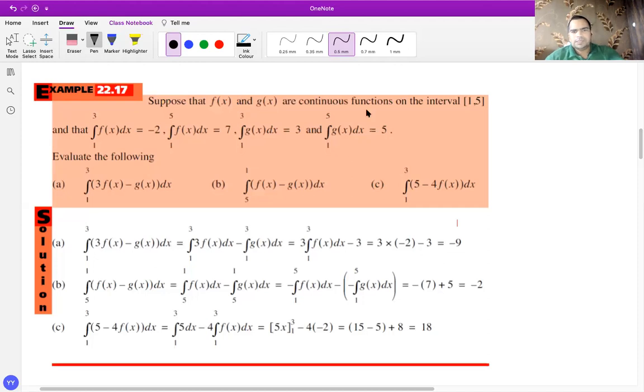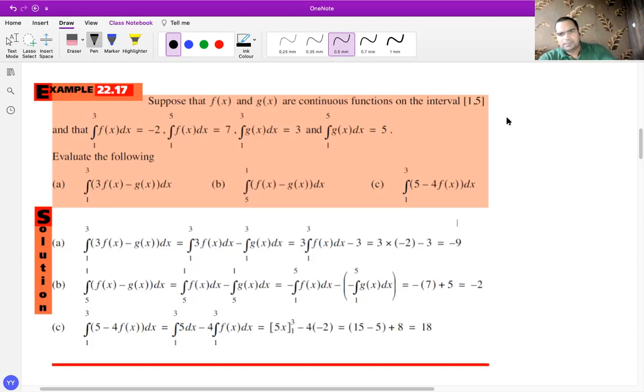So this is like a standard level type question. Suppose the functions are f of x and g of x, these are the two functions. It has been given that the integral from 1 to 3 of f of x is -2, the integral from 1 to 5 of f of x is 7, the integral from 1 to 3 of g of x is 3, and the integral from 1 to 5 of g of x is 5. You have to find out the values of the following integrals.